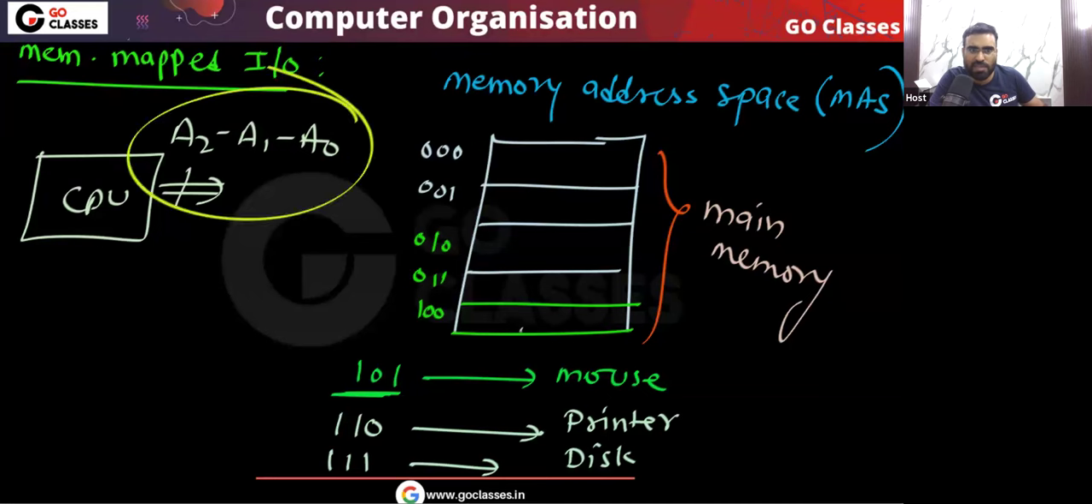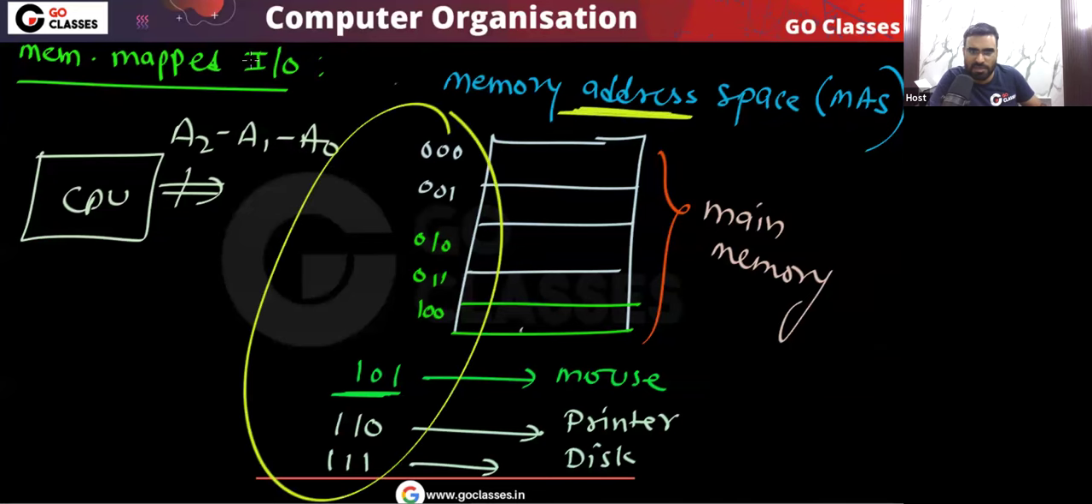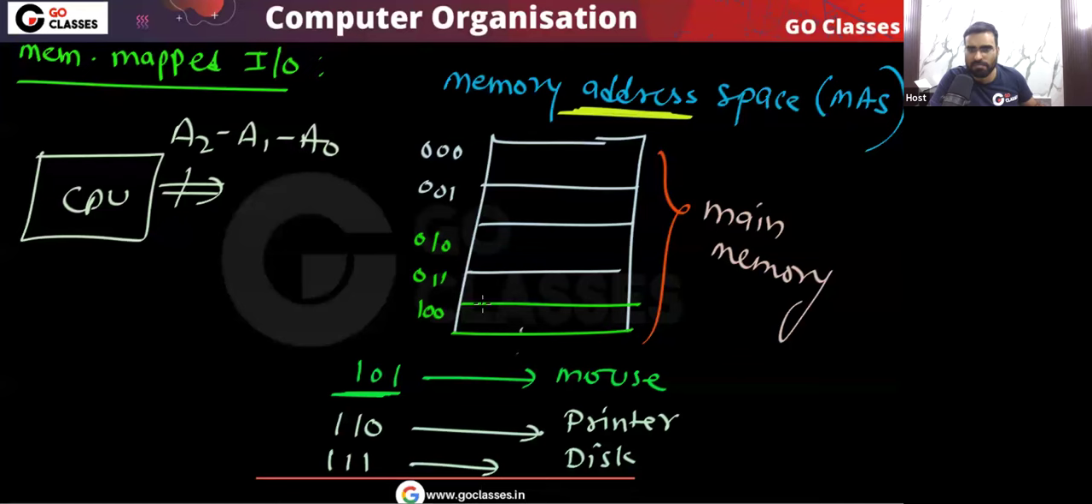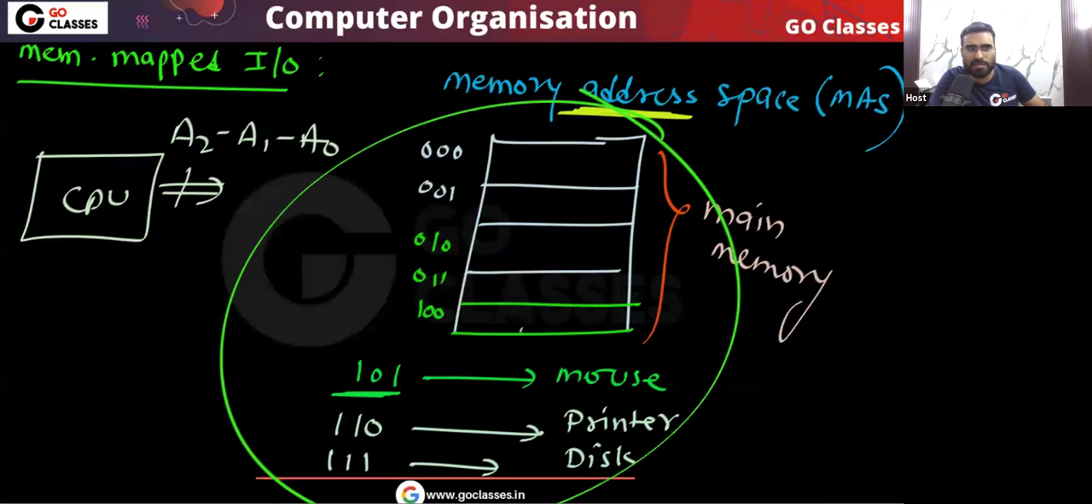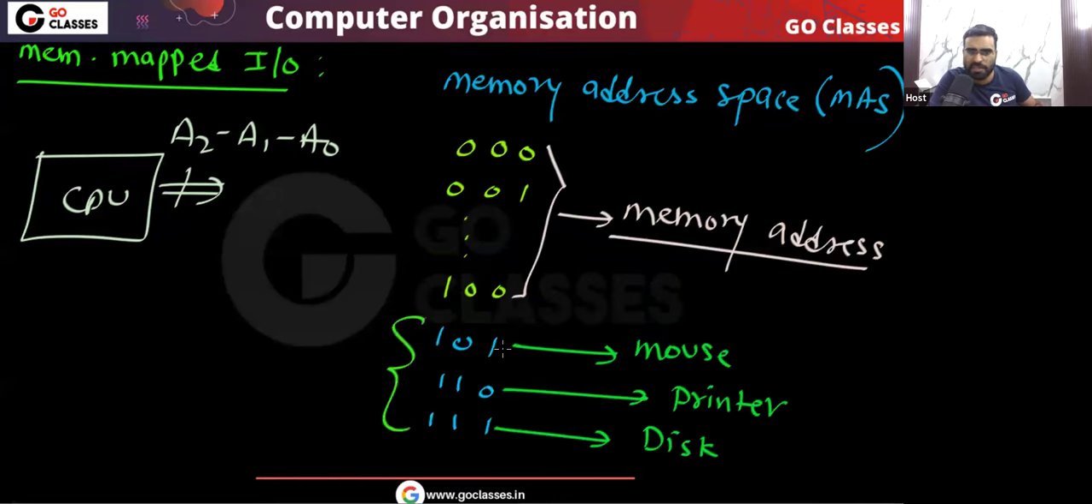For example, if you have a 3-bit address, then there are 8 addresses in the address space. Now, these IO devices are sharing the address space. So main memory and IO devices share the address space. Is this clear? So you can understand that these are the addresses of IO devices.